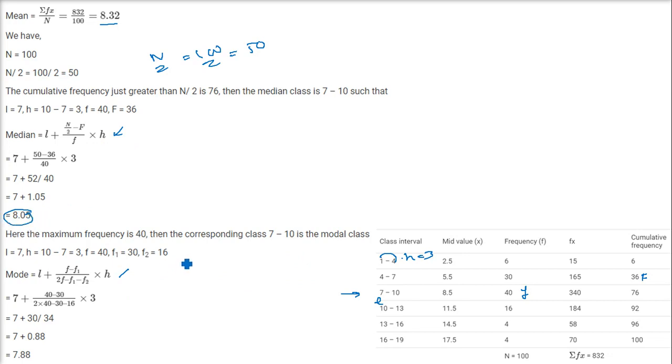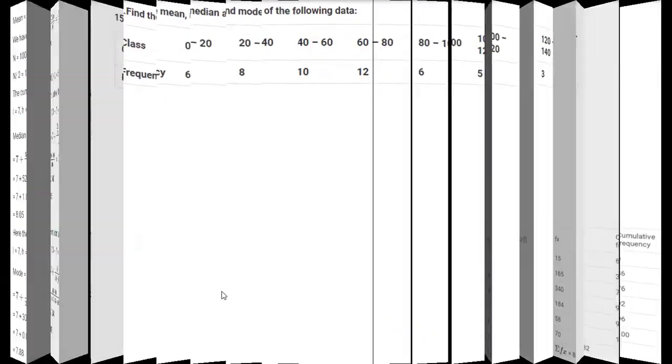Now coming to the mode part, what is the maximum frequency again? 40 is the maximum frequency. So this will remain as L, this will remain as f, but this will be F1 and this will be F2. So F1, F2 and L are known, put in here, we get 7.88 as the mode.